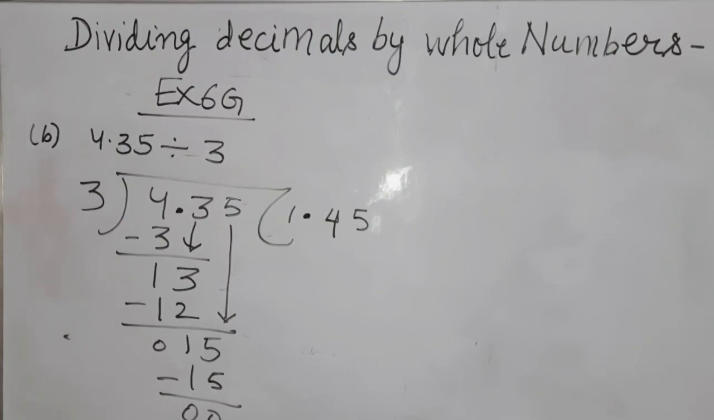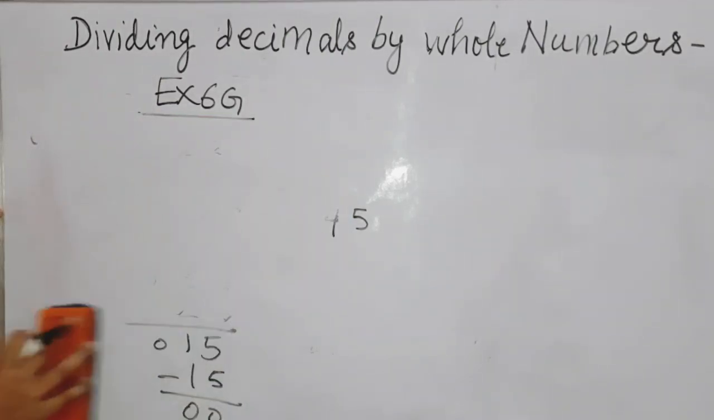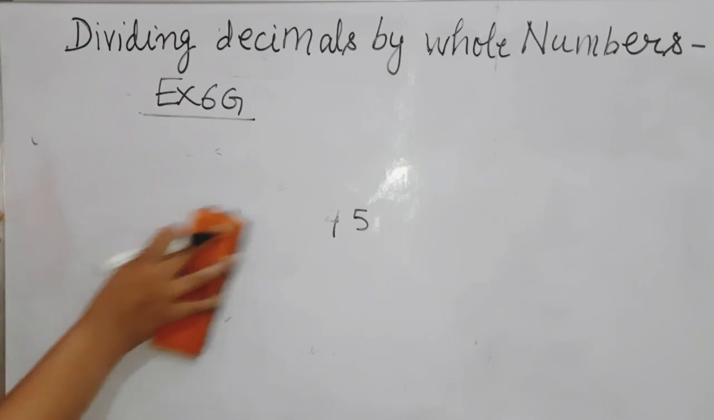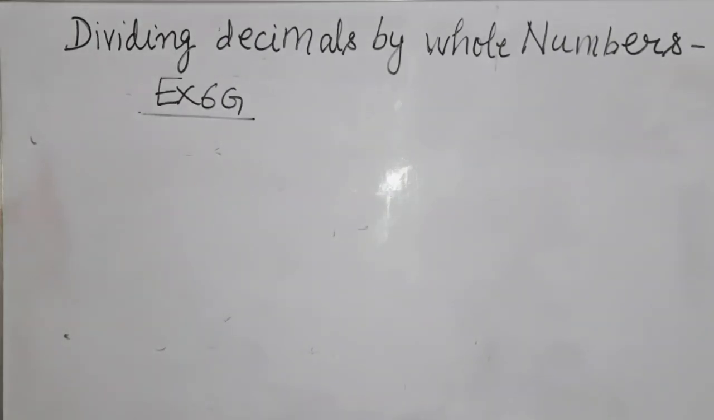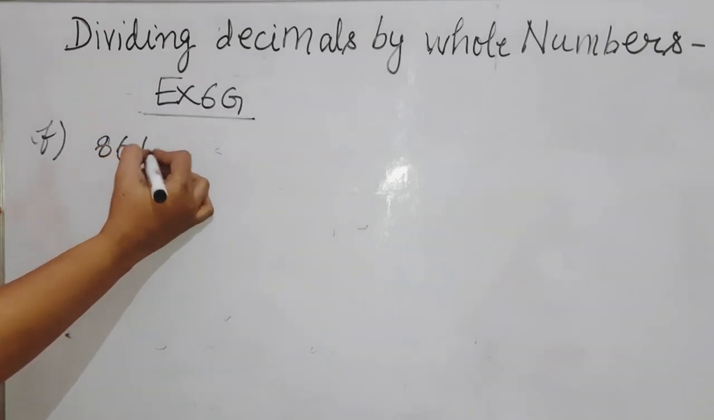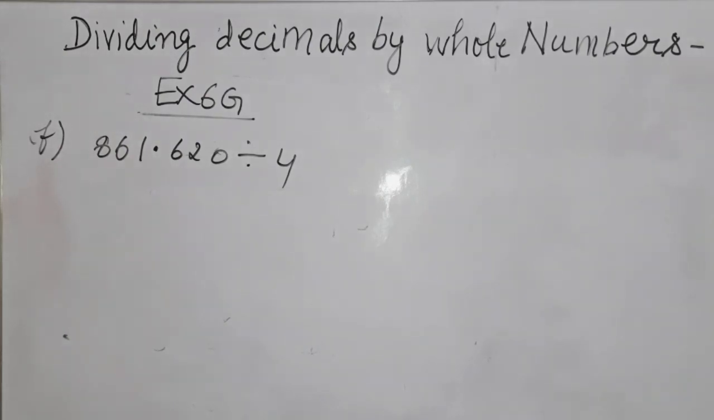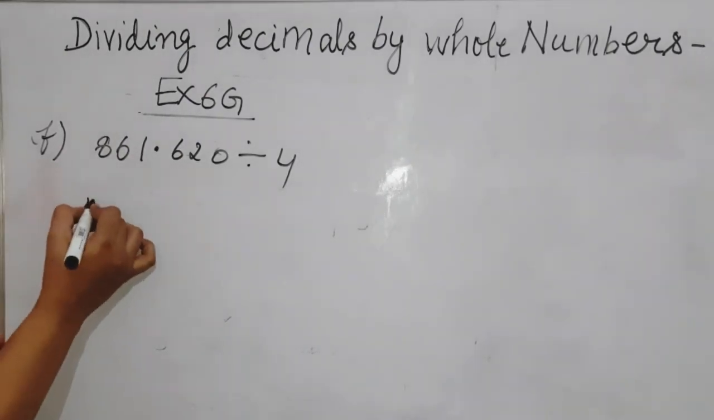Now I am going to solve the next option. I am not solving C, D and E, that is your homework. I am going to solve option number F. Let me move to the last option of this question, that is option number F. So option number F is 861.620 divided by 4. So let me solve this for you.